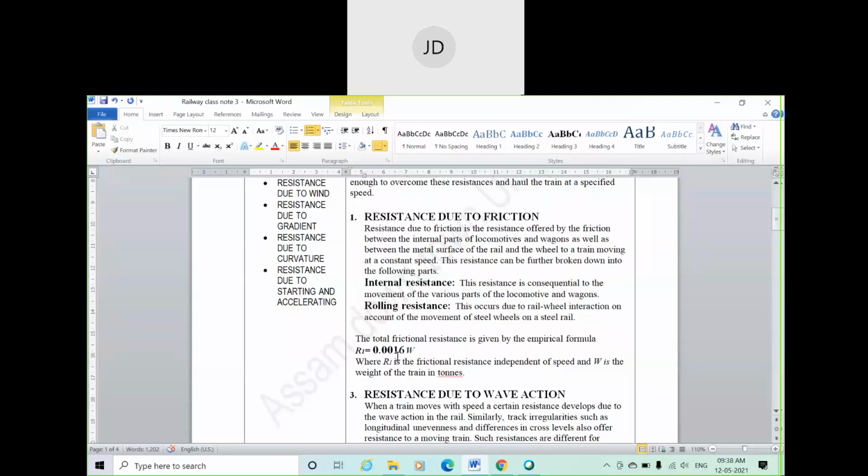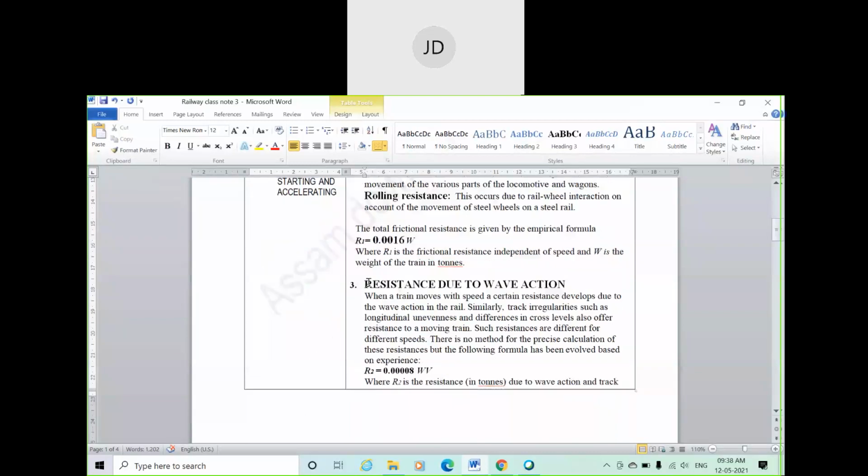Anyway, so total frictional resistance is given by this empirical formula, 0.0016 multiplied by W. And W is the weight of the train, which is given in units of tons. This is also an important term. W is the weight of the train overall, locomotive plus wagon, in tons. Even your R1 also comes in tons. The unit of the resistance due to friction also comes in tons. So this is all about resistance due to friction. Next, we'll discuss resistance due to wave action.